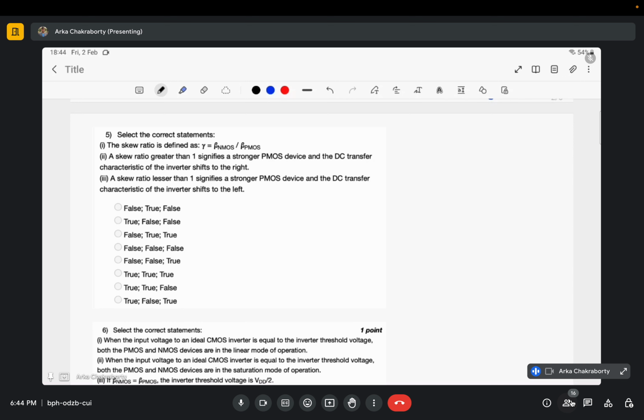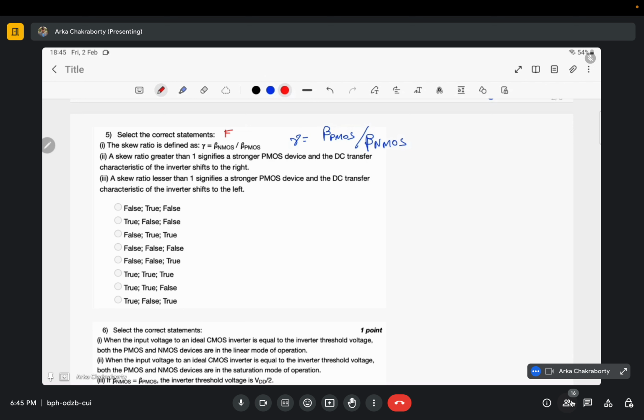Select the correct statement. The skew ratio is defined as gamma equals beta NMOS by beta PMOS. Sir has directly given in class that the skew ratio gamma is beta PMOS by beta NMOS. So this statement is false.